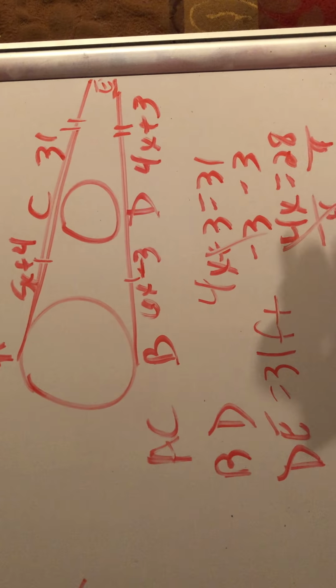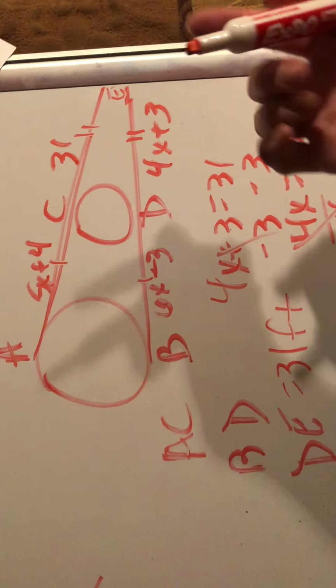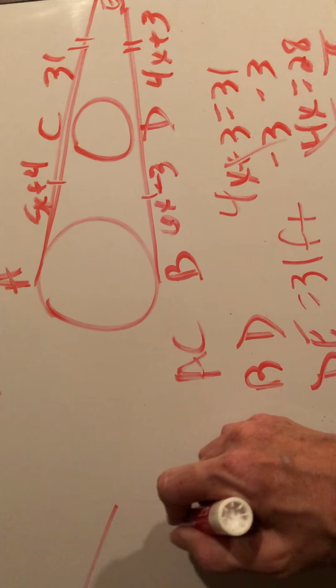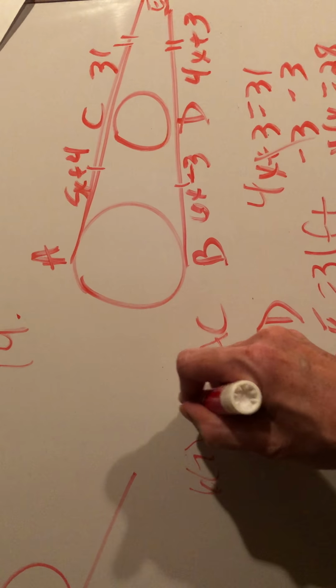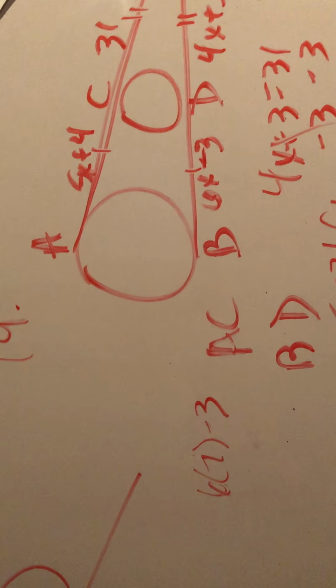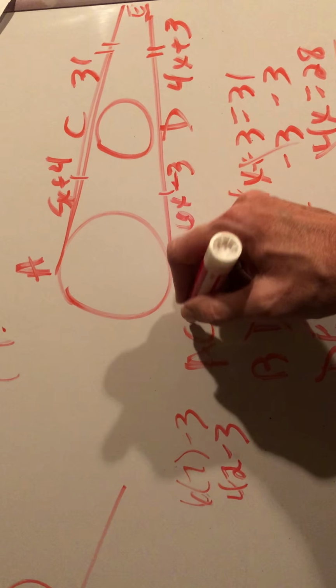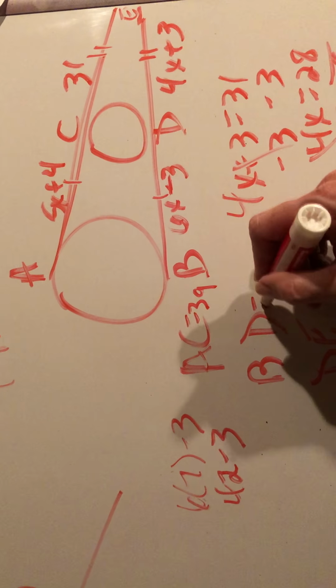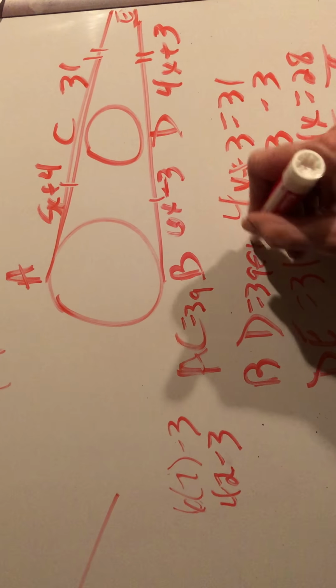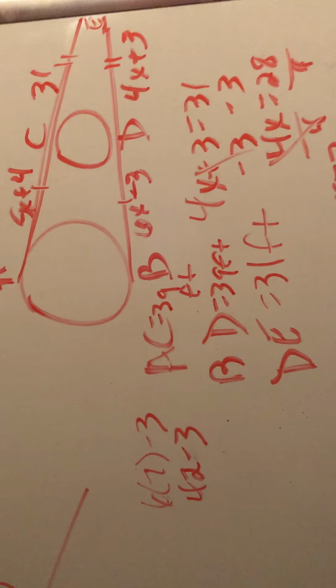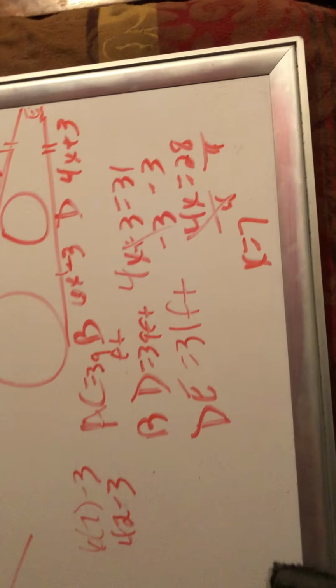And then to get AC and BD, they're going to be congruent. So you just plug in 7. So 6 times 7 minus 3. That'd be 42 minus 3, which gives you 39. So both of these are 39 feet because they're congruent. Make sure you label, okay? There's only 19 on the review.